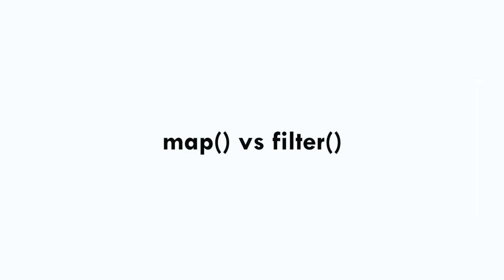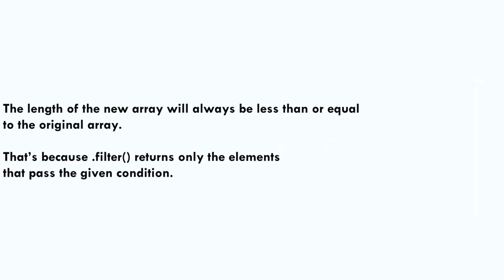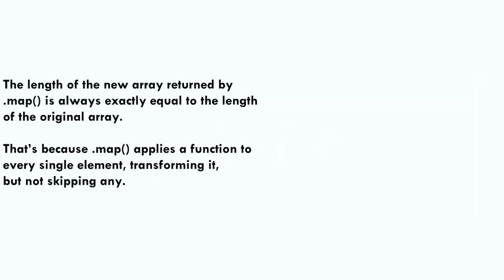Okay, now the difference is that the length of the new array returned by filter is equal to or less than the original array. Okay, but in case of map, the length of the new array is always equal to the length of the original array. Okay, that is very important. That is all about filter, guys.